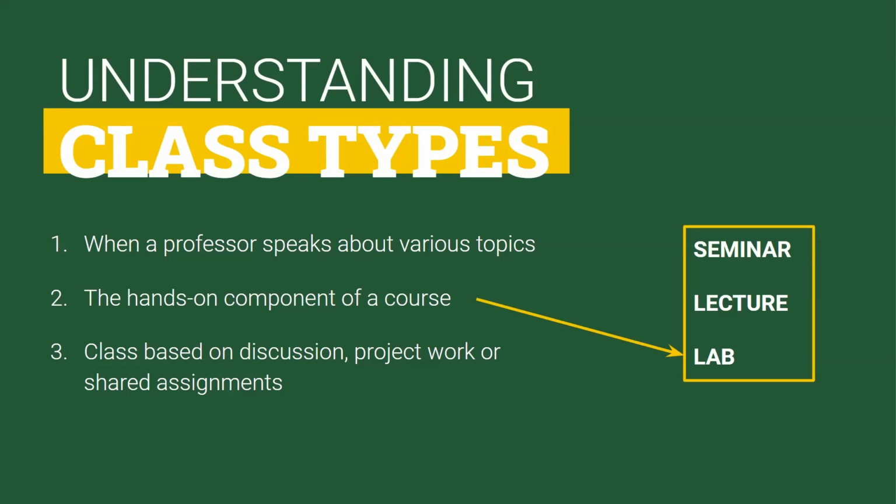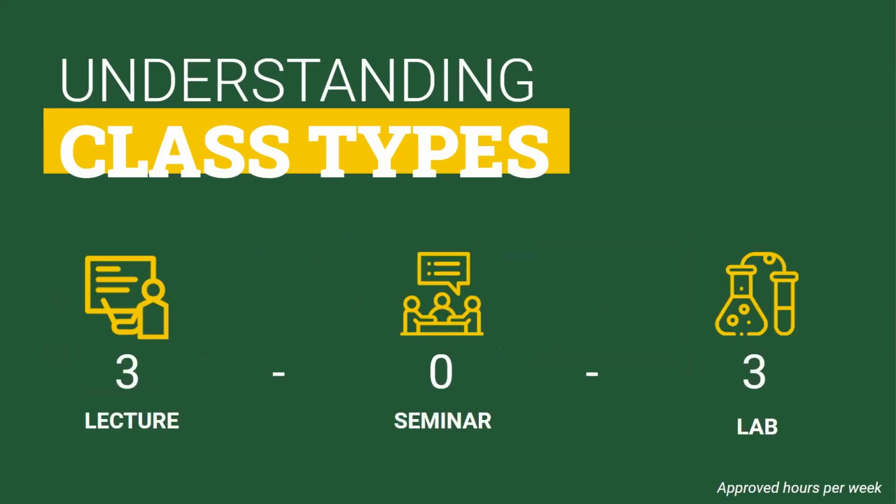The last class type that is based on discussion, project work, or shared assignments is a seminar. Most courses don't have a seminar, but if they do, they are usually around 30 to 50 seats. How do you know if a course has one of these components?